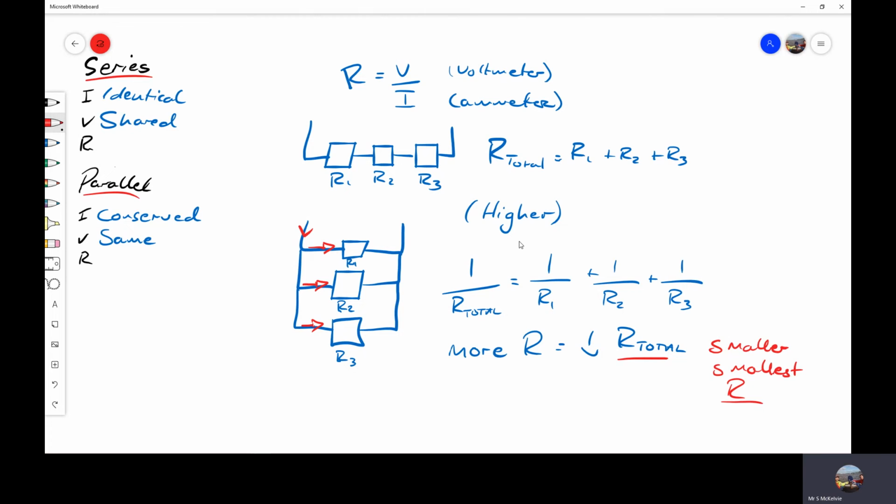Like I said, we only see this in higher tier, but it's good to know. So, in a series circuit, if we increase the number of resistors, then we actually increase the total resistance. Parallel circuits, if we increase resistors, we decrease total resistance.